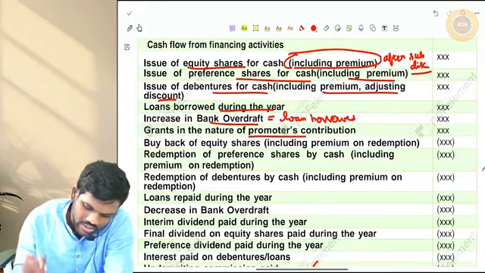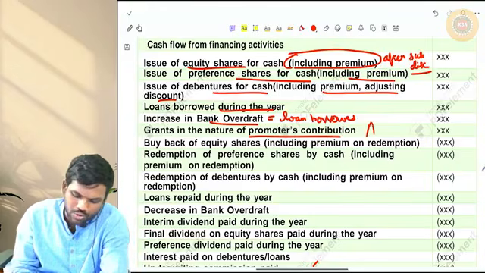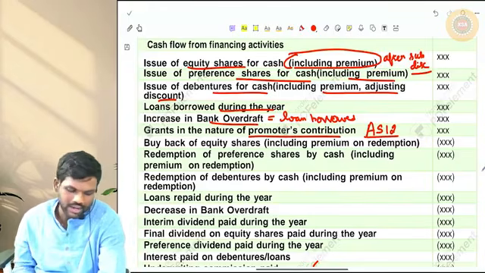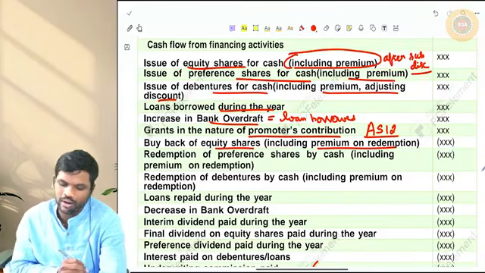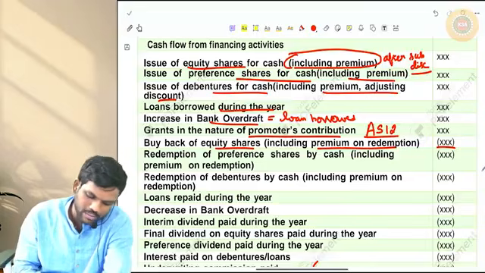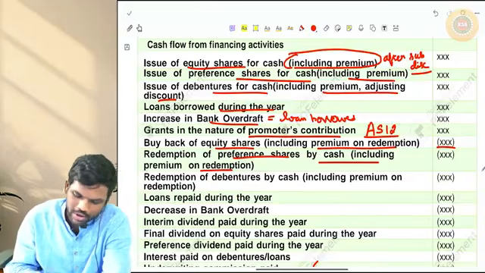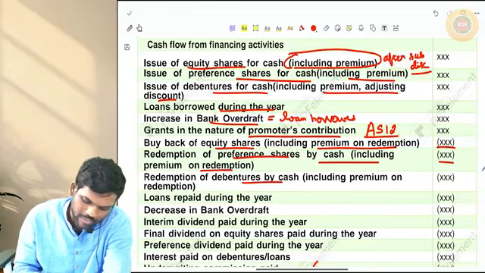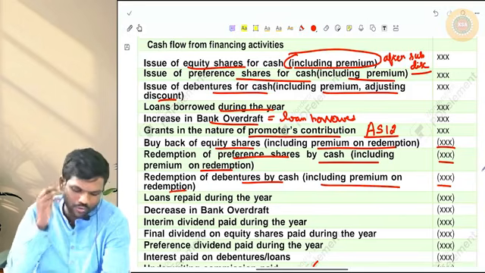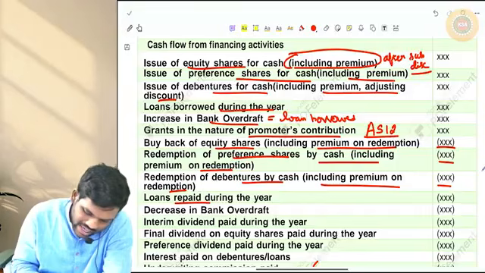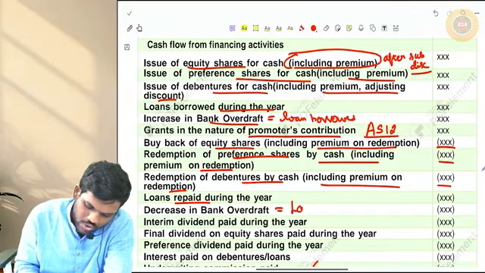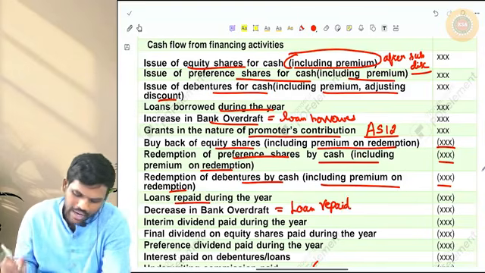Any grant that you have received in the nature of promoter's contribution, you would have learned this in AS 12, take that also. Buyback of equity shares including whatever premium you pay on redemption, that is an outflow, take that. Redemption of preference shares including premium on redemption, that is also an outflow. Redemption of debentures including premium on redemption, that is also an outflow under financing activities. Any loan that you have repaid, take it under financing activity. Decrease in bank overdraft means you have paid that bank overdraft, so it is similar to loan repaid.